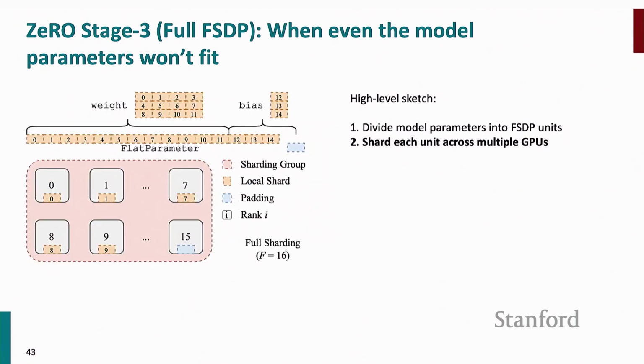And then I have this FSDP unit. I'm going to convert this into another data structure called a flat parameter. And then I'm going to assign a subset of these parameters to every single GPU, okay? So here we have 16 GPUs and a flat parameter consisting of 14 parameters plus some extra padding so that things divide properly. And I'm going to assign each parameter to a distinct GPU, okay? That's basically just a complex way of saying that we created some data structures and divided up model parameters to every GPU. So every GPU gets a subset of model parameters.